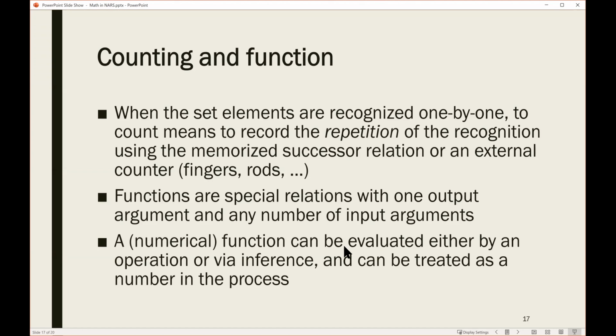How to do that? Again, if we limit ourselves at the beginning to numerical functions, we can do it in 2 different ways. One is we implement it by an operation, like computable functions, right? Or we can do it by inputs. Both should work in principle. And a function can be treated as a number, so that you can define functions recursively. So we should be able to do that.